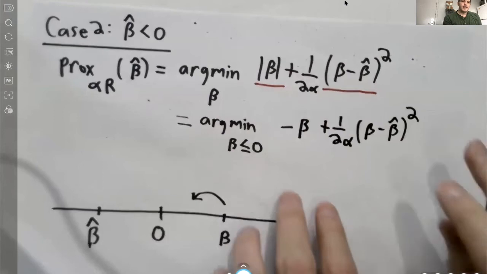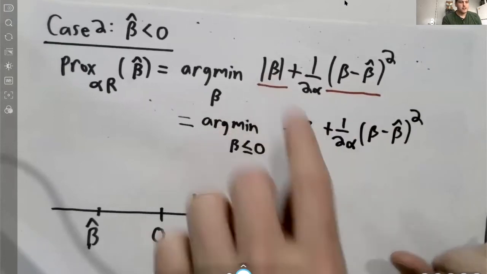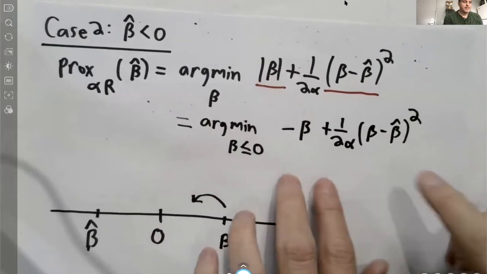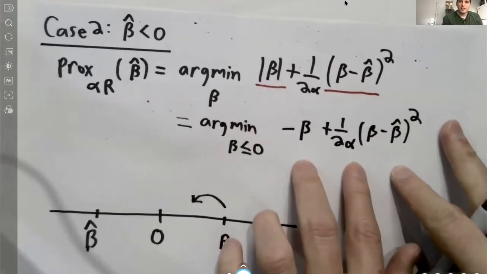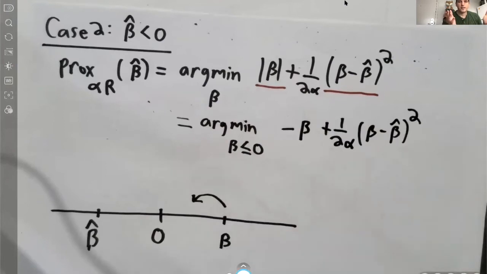And that simplification, being able to remove this absolute value sign, is nice because, again, this function that we want to minimize is a quadratic function. It's a parabola that opens upwards, and we know how to minimize parabolas.